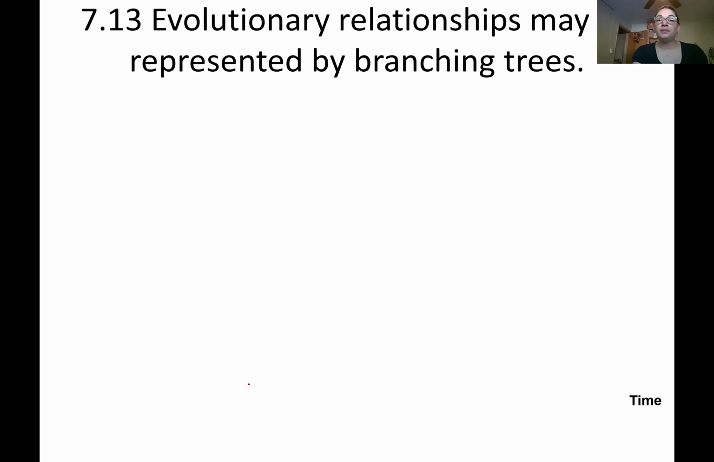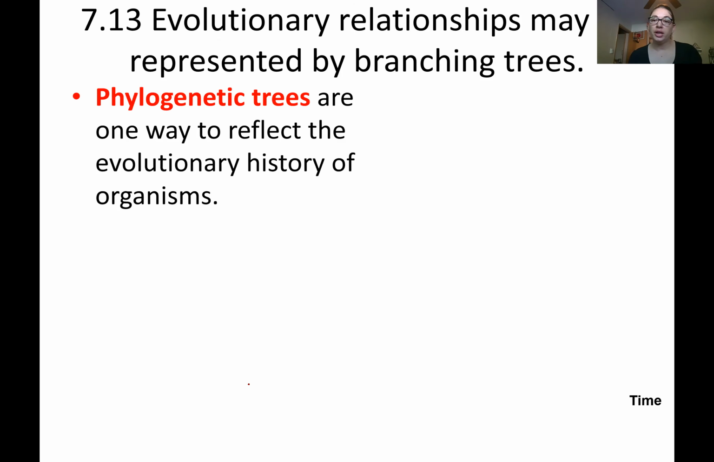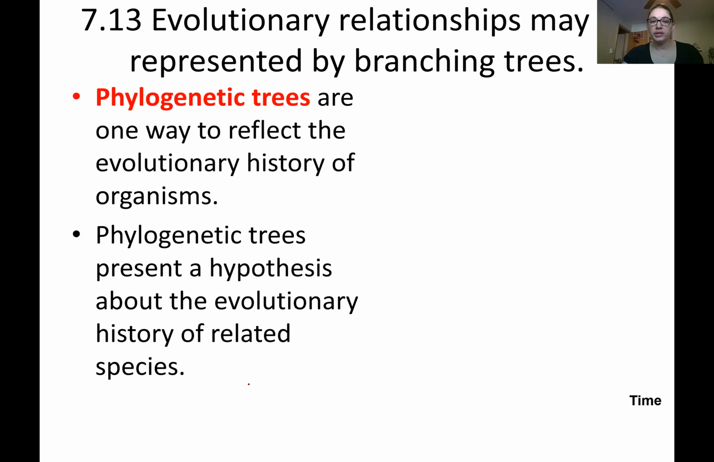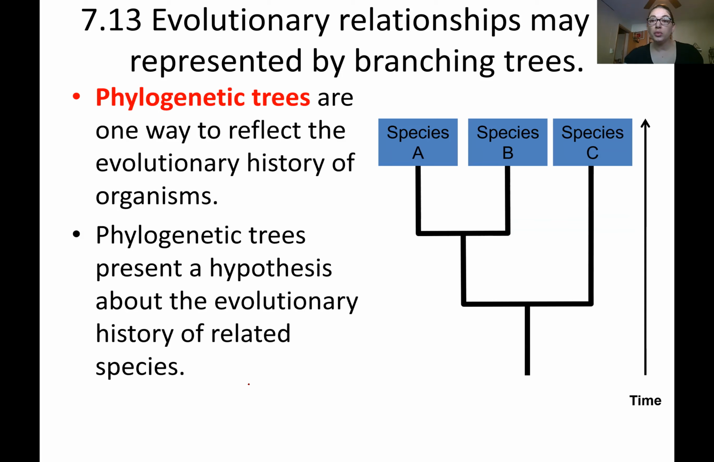Okay, let me double check our time, make sure we're doing good. We're doing good. Okay. Evolutionary relationships can be represented by phylogenetic trees. And these represent the evolutionary history of an organism. Phylogenetic trees are basically a hypothesis of how organisms are related to each other.